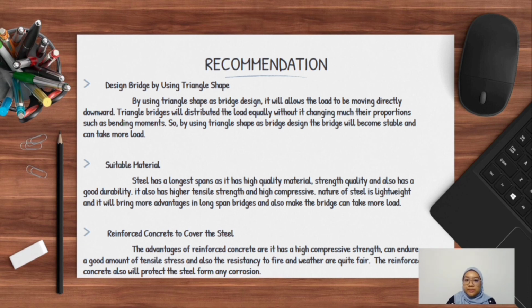Secondly, we can use suitable materials such as steel. Steel has a longer span as it is a high quality material with strength and also good durability. It also has higher tensile strength and high compressive strength. The nature of steel is lightweight and it will bring more advantages in long span bridges and also make the bridge able to take more load. Thirdly, we can use reinforced concrete to cover the steel.